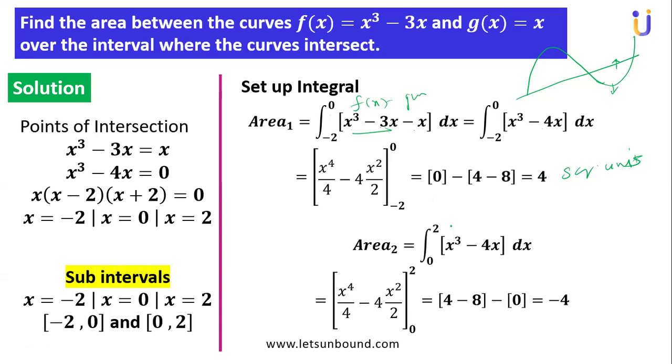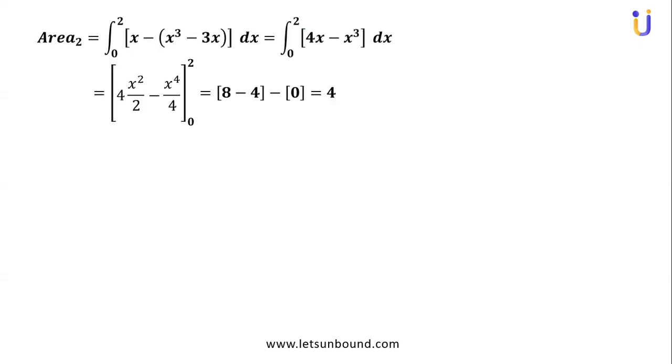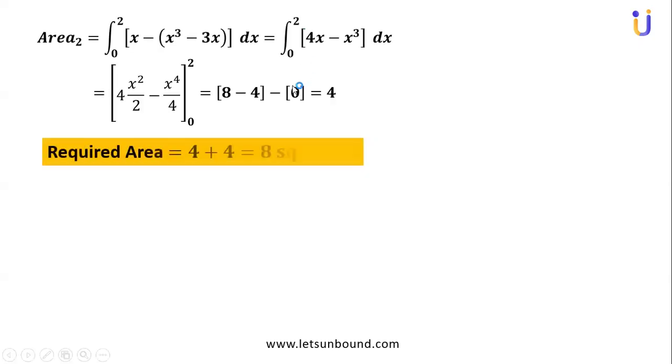So, right, this time I got a negative. You know why? Because it's g of x minus f of x that is the correct one, but I applied the reverse. So I got a negative. But still you can change that. And let me show the correct one. So if you do this correctly, you will get positive 4 square units. So total area is 8 square units. That simple it is now.